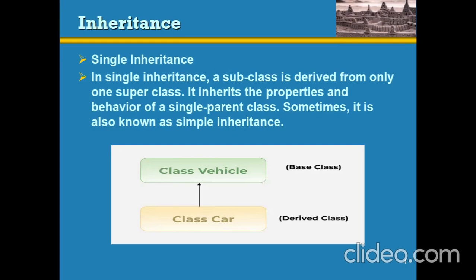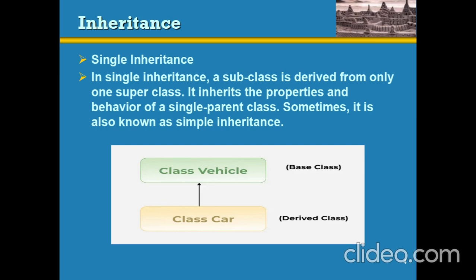So, single inheritance. The most straightforward form is single inheritance. It is also known as simple inheritance. In this model, a subclass is derived from exactly one superclass, exactly only one superclass. It simply inherits the behaviors and properties of a single parent.